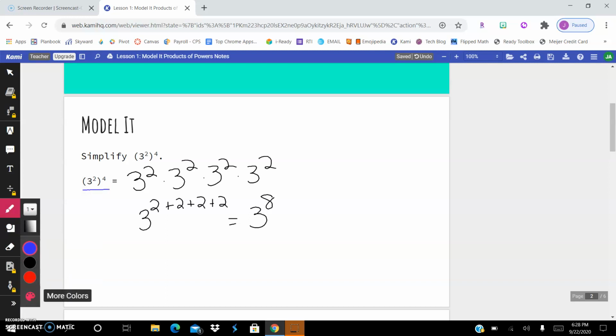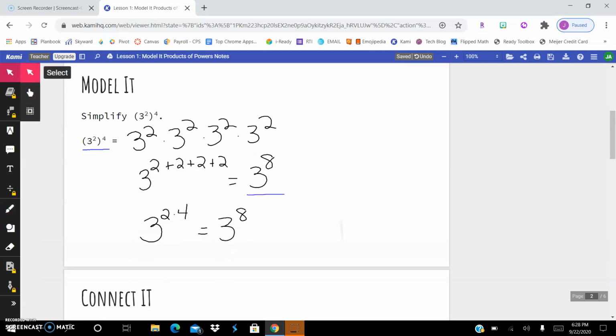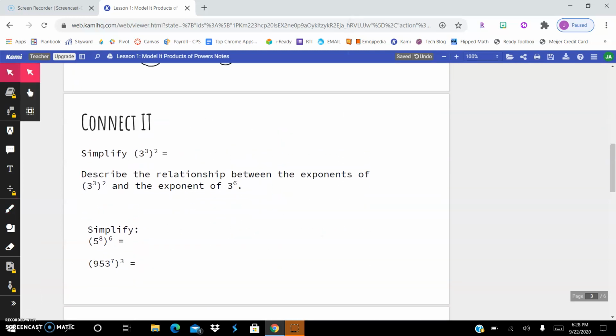Look at this and look at that. How did we go? We kept the 3, but how did we use that 2 and the 4 to come up with 8? Yep, we multiplied it. So 2 times 4 gives us 3 to the 8th. So whenever we have two exponents, we multiply them to get our new exponent, our simplified version.